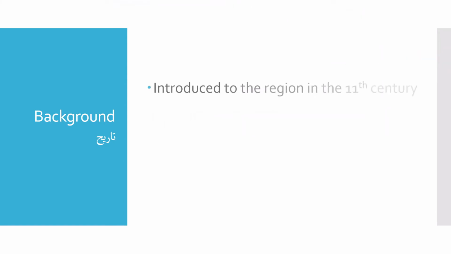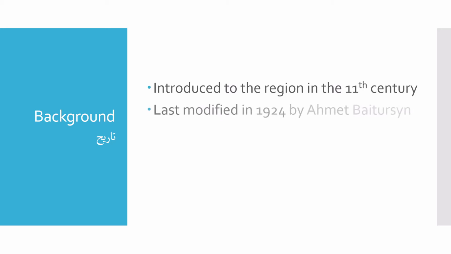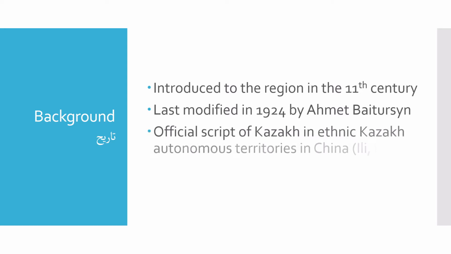First, a brief history about the script itself. Arabic as a writing system was introduced in the Central Asian region in the 11th century, and the Turkic peoples used the original set of letters as is used now in Arab countries. However, this was not very efficient for transcribing Kazakh, a Turkic language, and Ahmet Baytursun made significant modifications that allowed for a more accurate display of Kazakh. This script is currently used as the official orthography for Kazakh in various ethnic Kazakh territories in the People's Republic of China.